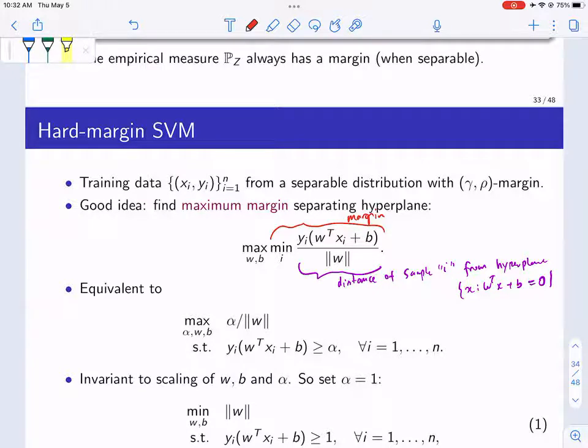So this looks like a difficult problem to solve, but you can actually reformulate it a little bit. So what I'm doing here is a trick that you can do. I'm rewriting this problem like that. So introduce a slack variable alpha, and instead of maximizing this, I'm going to maximize over W, B and alpha. So I'm claiming that this problem is equivalent to the above problem. So can anyone maybe justify why the two problems are equivalent?